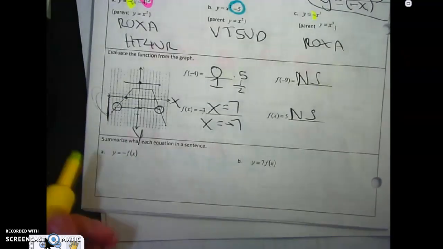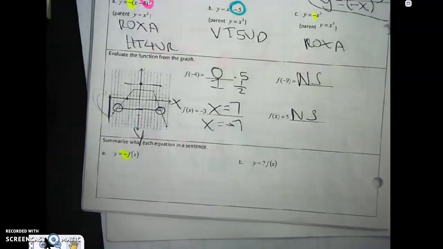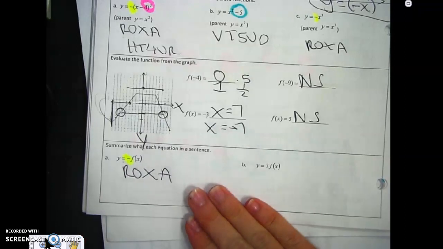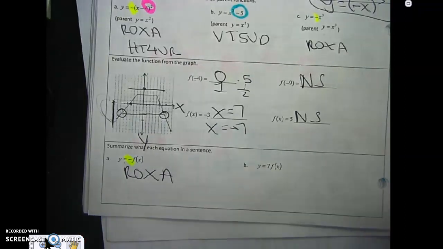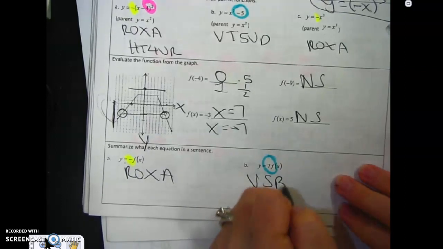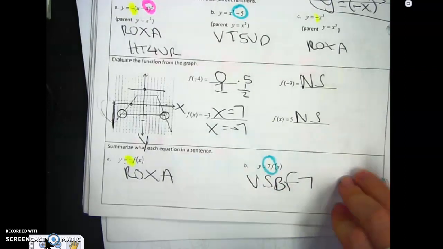Okay. All right. They want you to say it in a sentence, but you're really just saying what you said before. It's with the y, which really means it's with the x. Reflection over the x-axis, write it out. It's not with the x, so it means it's with the y. Vertical stretch by a factor of 7.